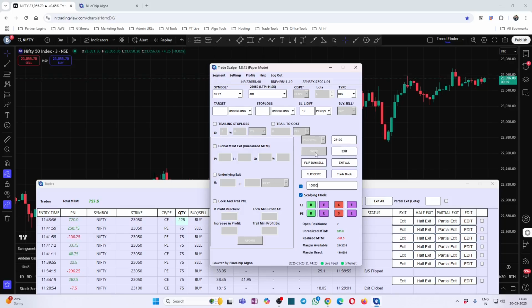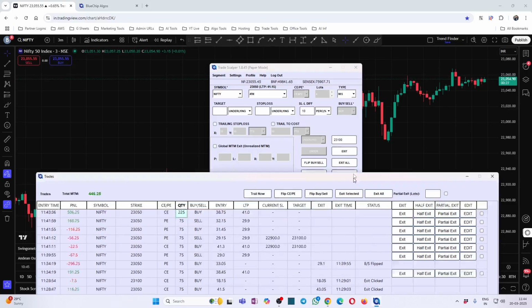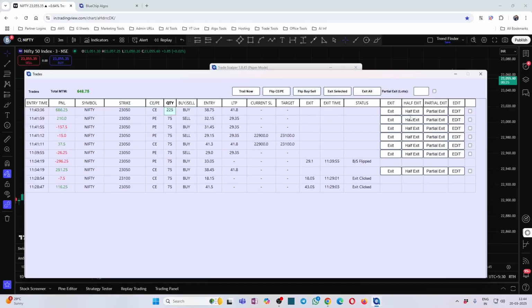Let's say you have taken 5 trades from the main window, and if you hit on exit button, it will work only for the last trade. If you want to exit all 5, you have to hit on exit all button. Or you can come to the trade book, and here also you have individual exits, half exits, partial exits, or edit. You can also of course edit.